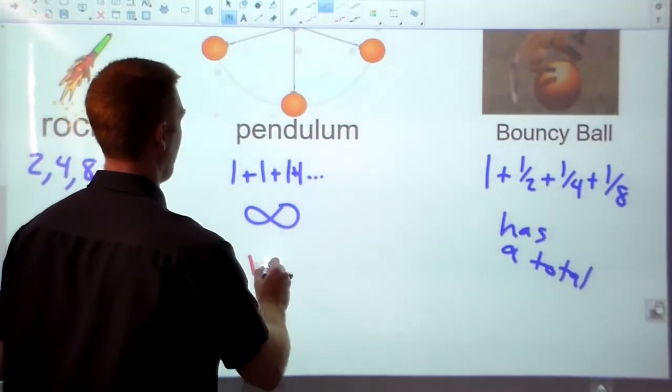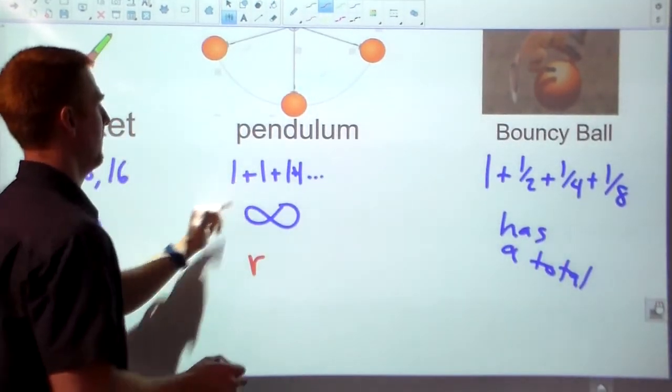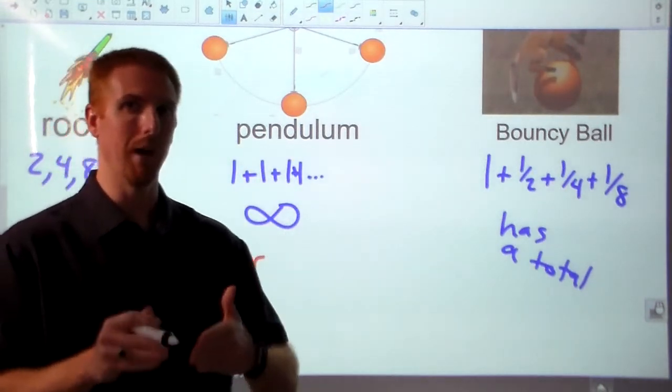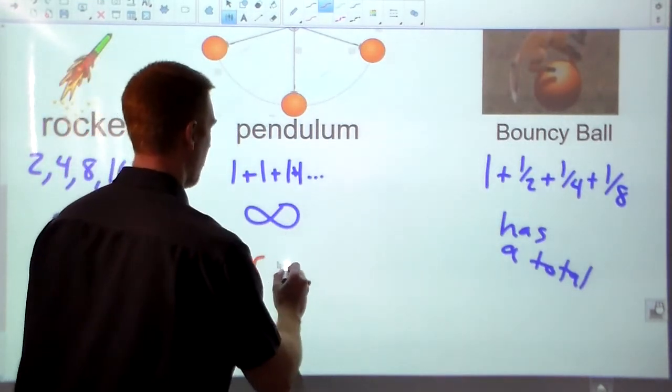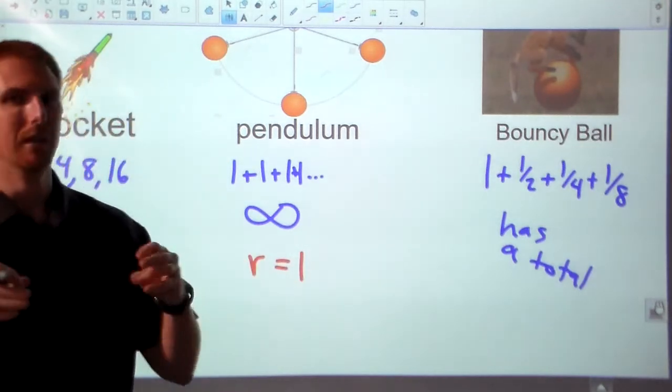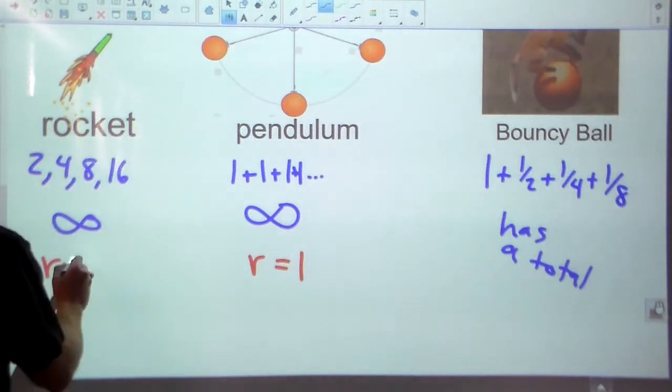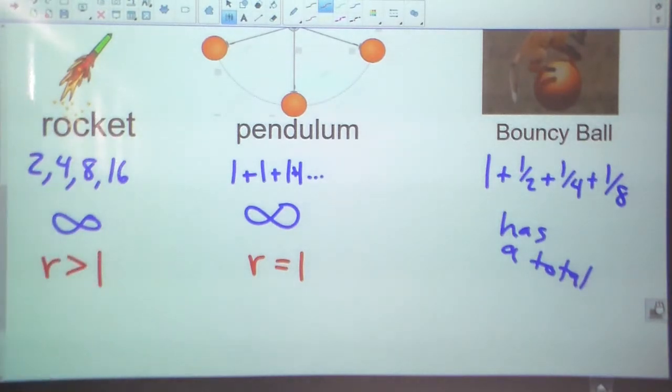Let's start with the pendulum, I guess. This one should be pretty easy. What are you doing to go from 1 to 1 to 1 to 1 again? What do you multiply 1 by to get 1? You multiply by 1. So r equals 1. That's kind of our baseline right there. Let's compare to 1. So in this situation, r is bigger than 1.